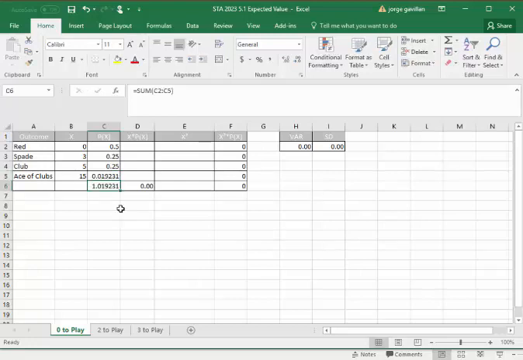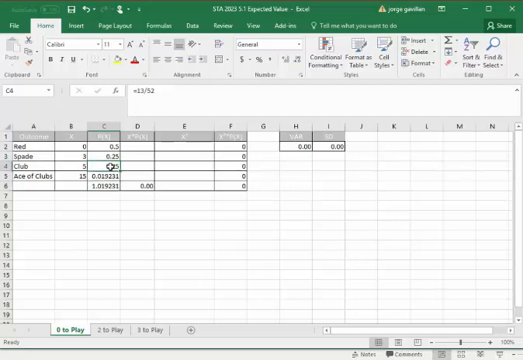But the issue here is that in order to calculate these last two, the club and ace of clubs, we have to use the formula that we were introduced to previously. So here we're looking for the probability of a club or an ace. So then we have to find the probability of a club plus the probability of an ace minus the probability of the ace of clubs, or ace and club. And so we have to subtract it from one of these.